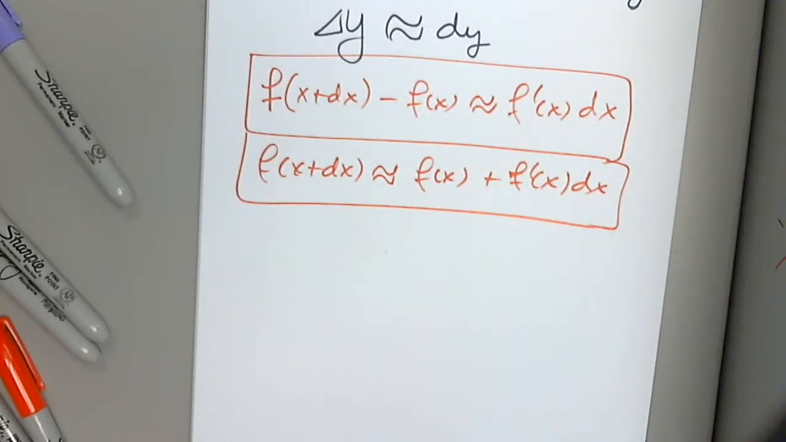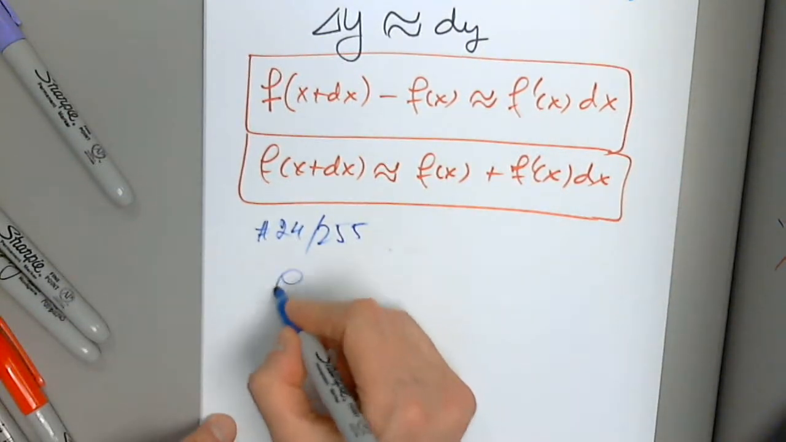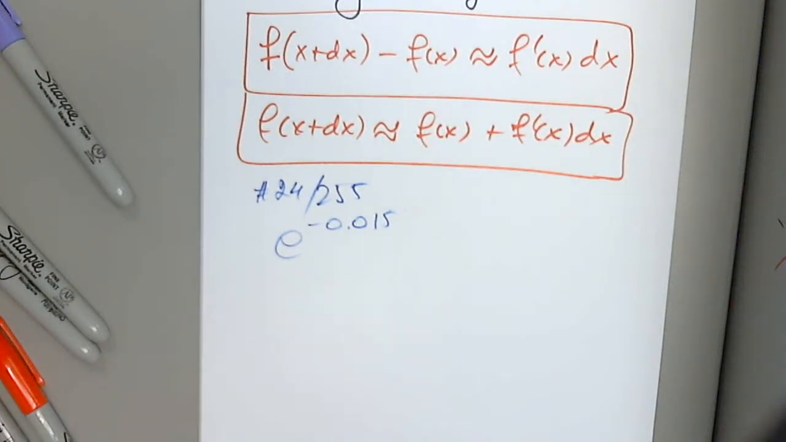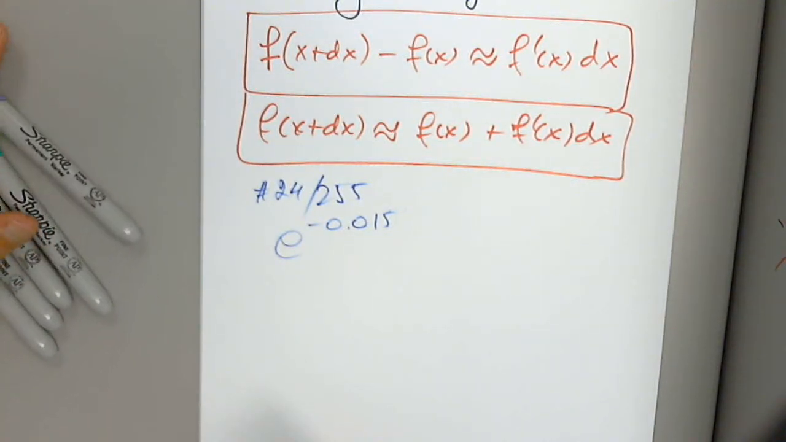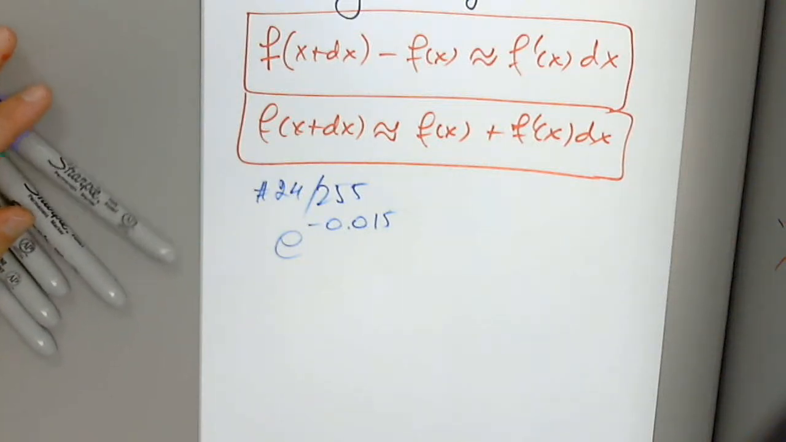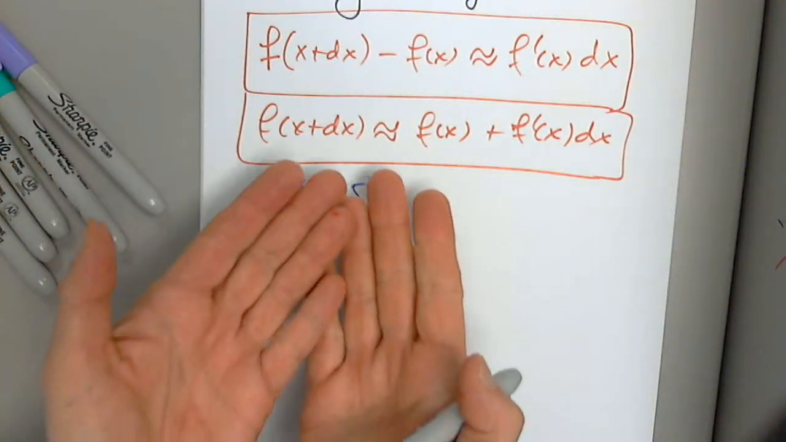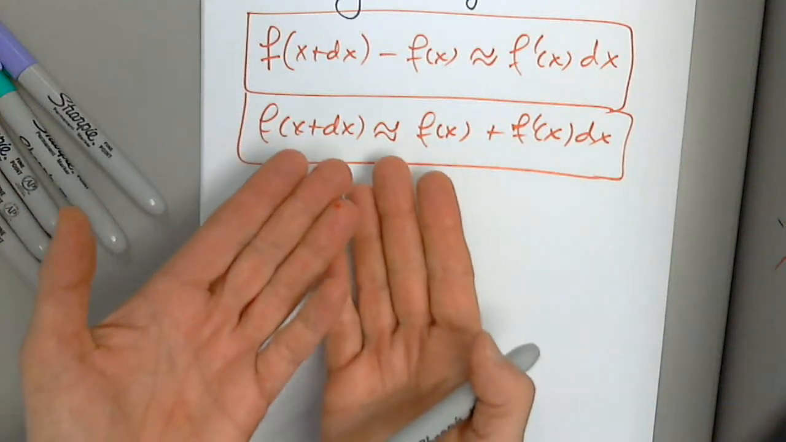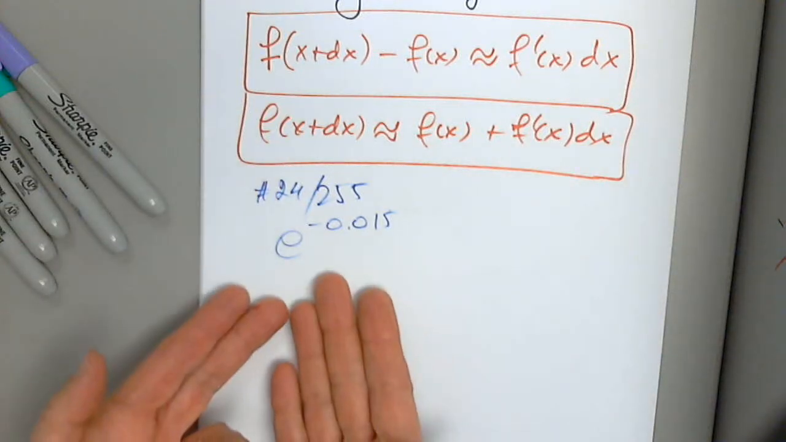Which one? E. Okay, very good. And that is problem 24 on page 255. So this is e to negative 0.015. No, we're not asked to put this in the graphing calculator. We will at the very end to see how close we are. We're asked to use differentials, this formula that we developed ourselves, to estimate this.